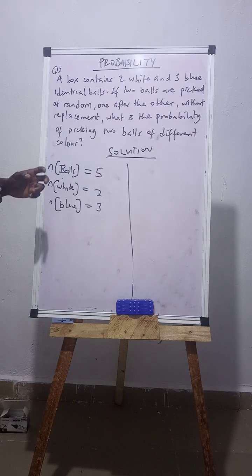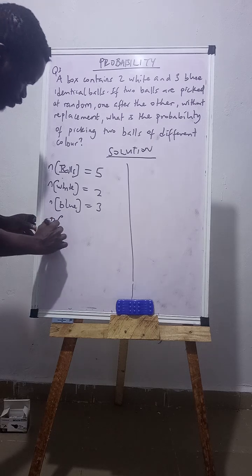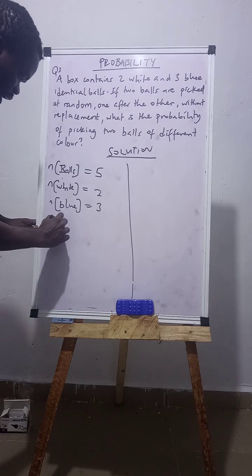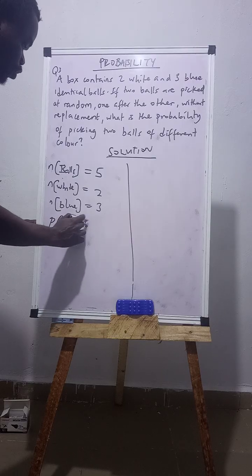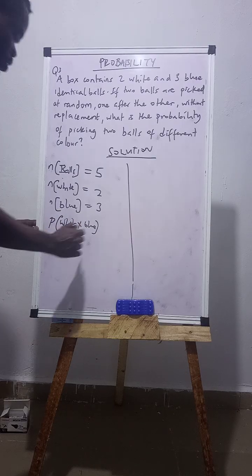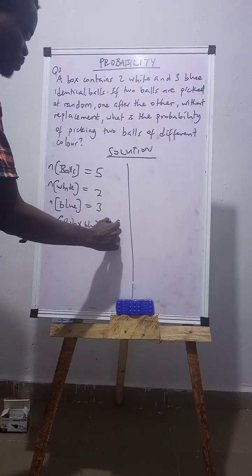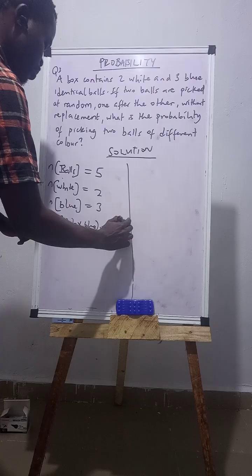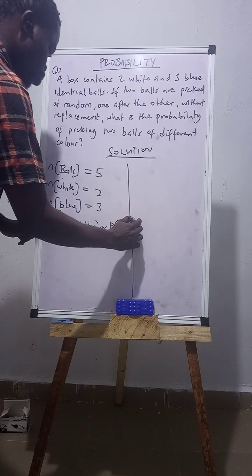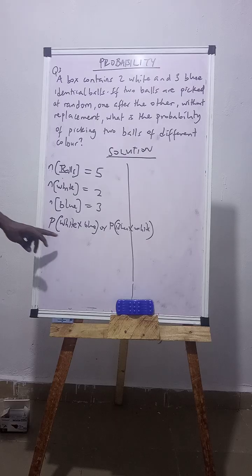Okay, now it's the probability of picking 2 balls of different colors. One thing you must realize is that probability of picking 2 balls of different color means you can pick white first before you pick blue, or you pick blue before you pick white. So these are the 2 options that are available, right?